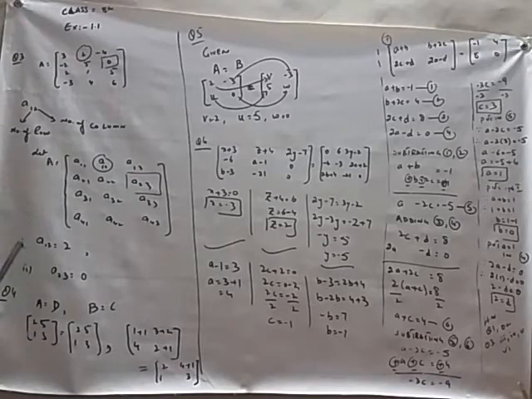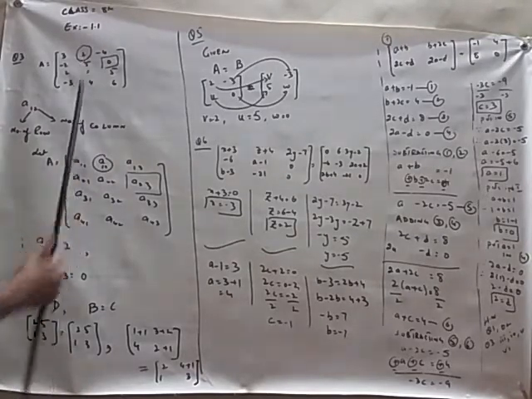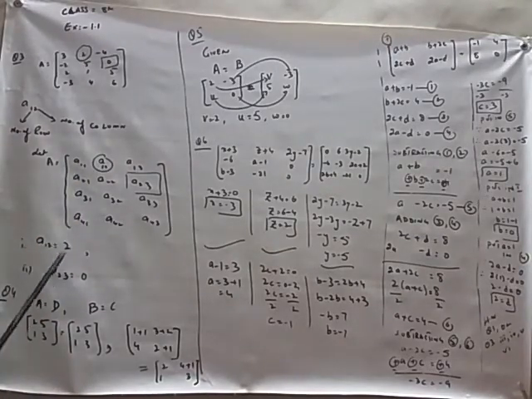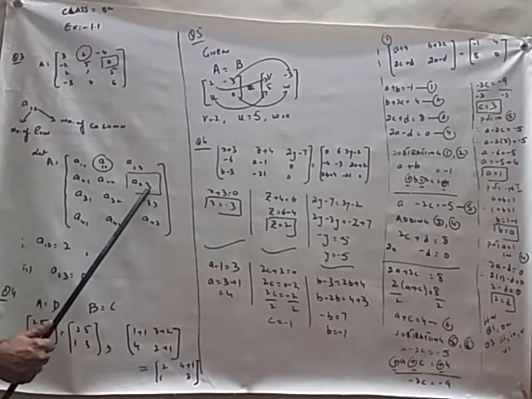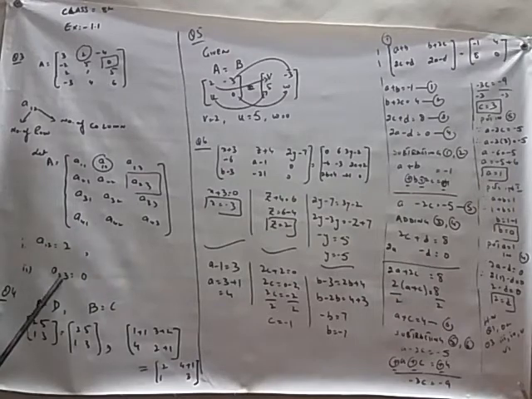Now, here I have to find the value of A 1, 2. We move to the matrix and compare: A 1, 2 is 2. Now in the second part he has given to find A 2, 3. Compare it, A 2, 3 is 0. Remaining part do it by yourself.